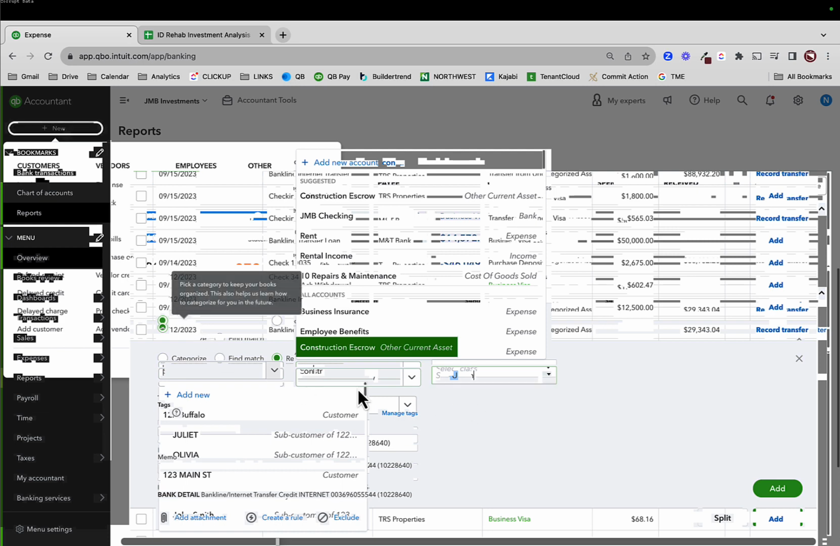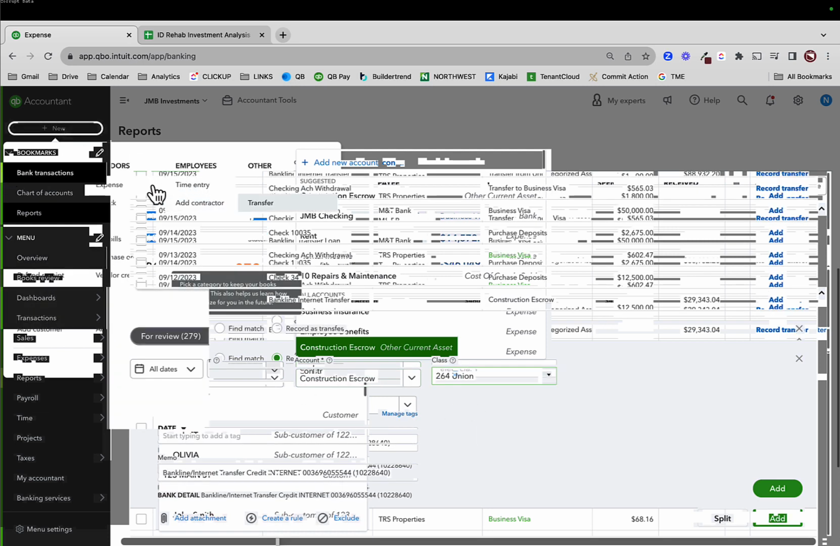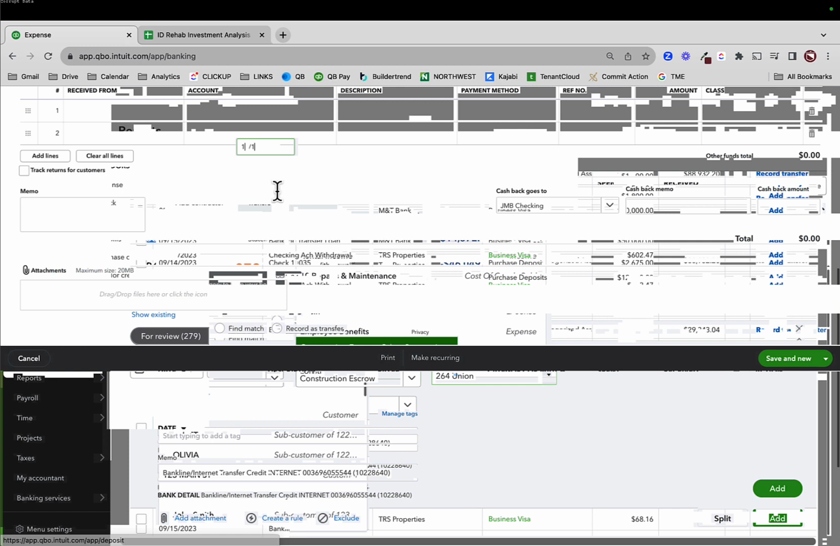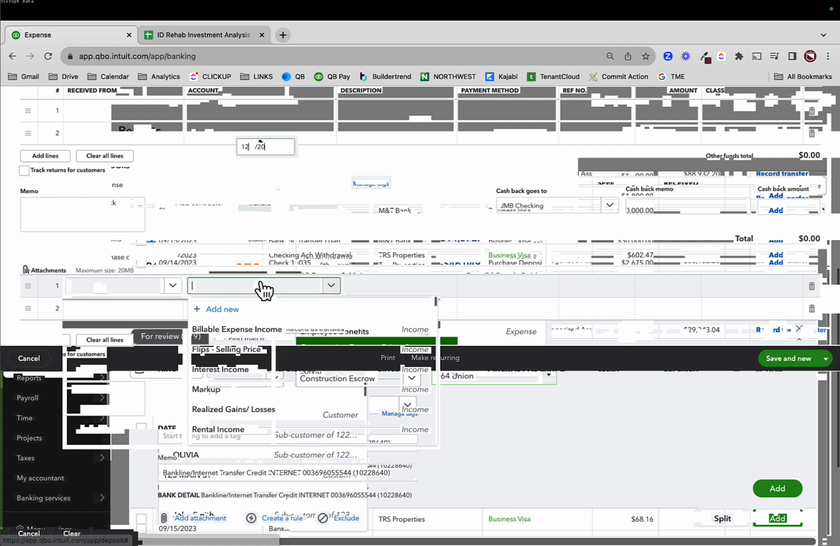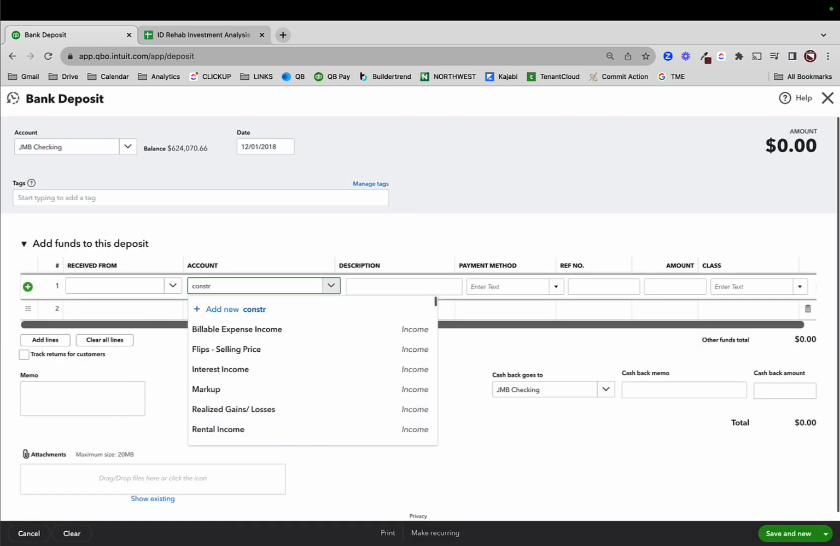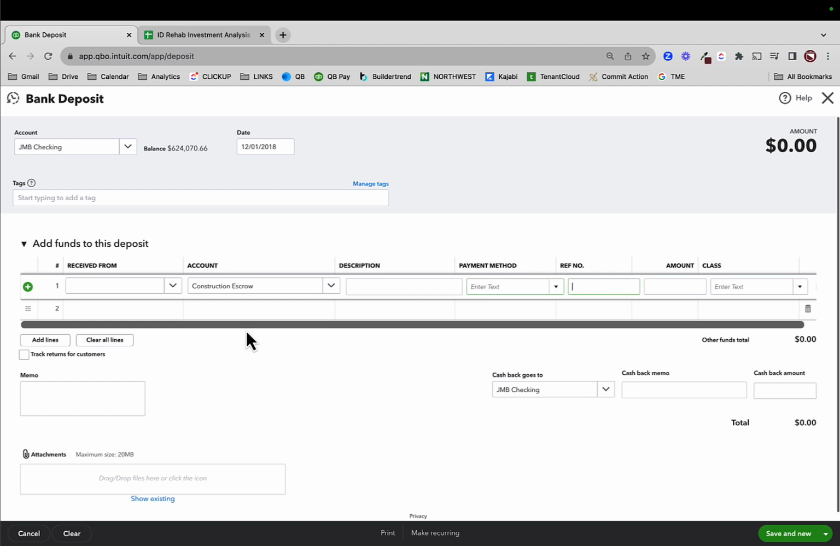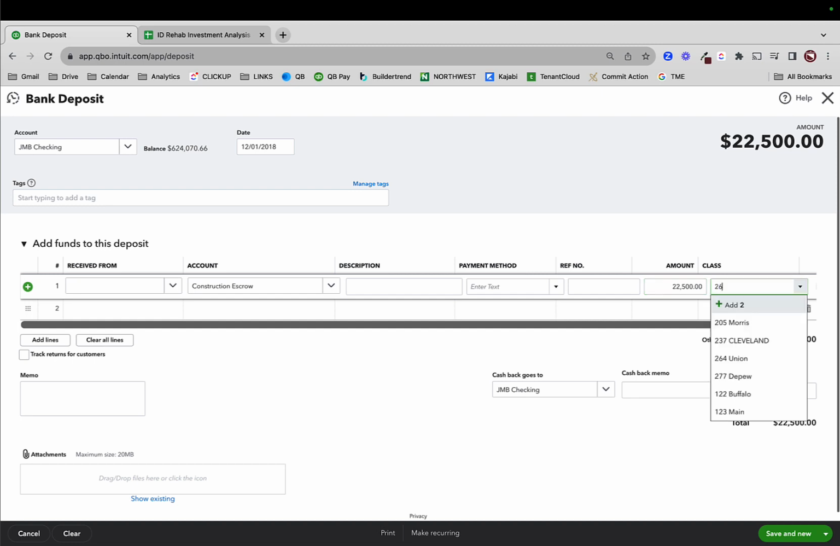Now this date's going to throw things off, so I'm going to do this manually. I'm going to do a bank deposit as of like 12/1/2018. All right, received from could be your private lender's name. I'm just going to leave that blank for now. Construction escrow is the account that it's coming from. The amount is, let's say, $22,500, and the class 264 Union.